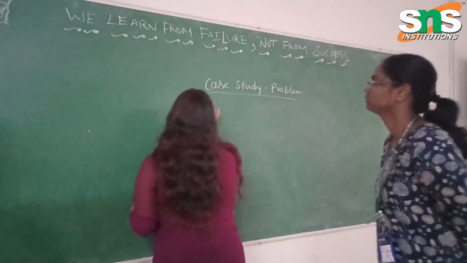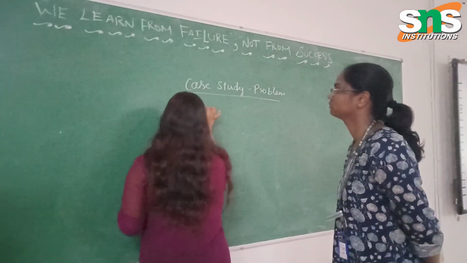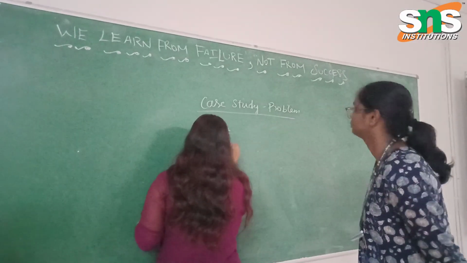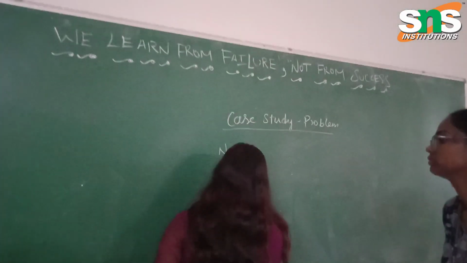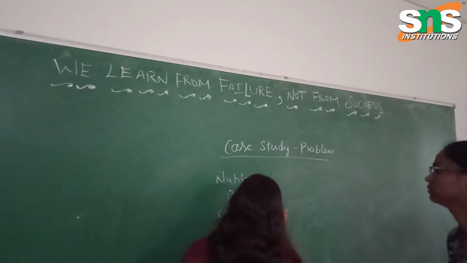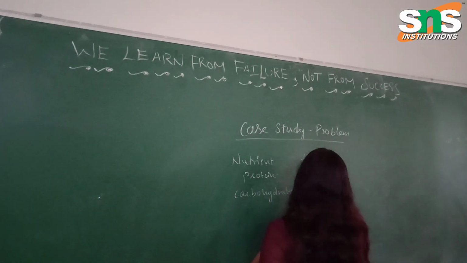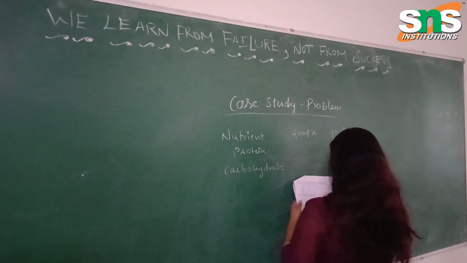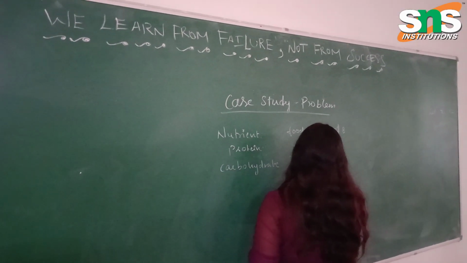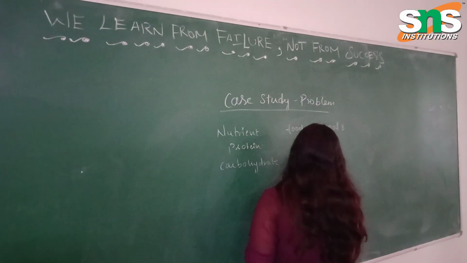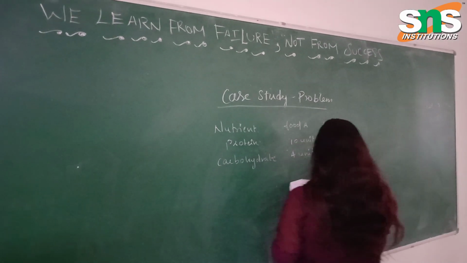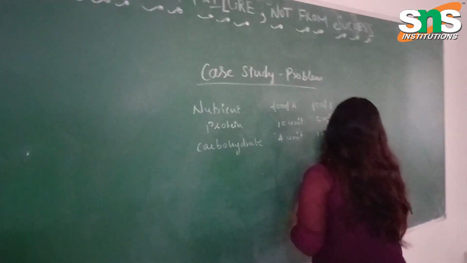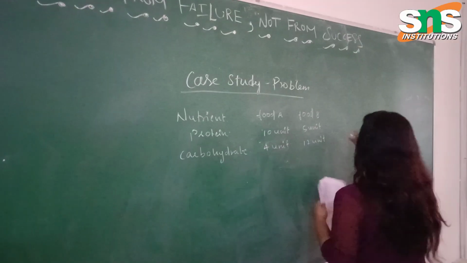Okay, next. So now I am going to write a table. She is going to write the table. What are the contents? What are the nutrients for the food we are going to take? The nutrients are proteins as well as carbohydrates, then food A as well as food B. Food A has 10 units of protein and 4 units of carbohydrates. For food B it is 5 units of protein, but for carbohydrates it is 12 units.